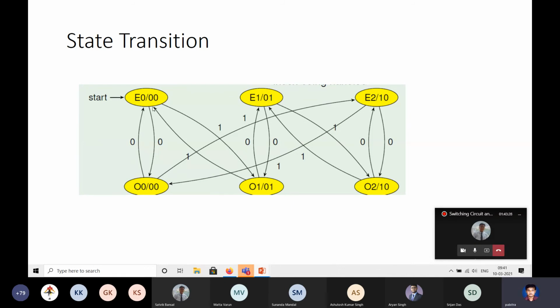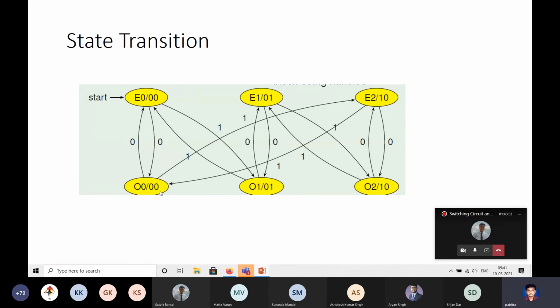What are the transitions on 0? You see from the even states, transitions on 0 are to the same level. So E0 moves to O0, E1 moves to O1, E2 moves to O2. And similarly back. So O2 moves back to E2, O1 moves back to E1, O0 moves back to E0.